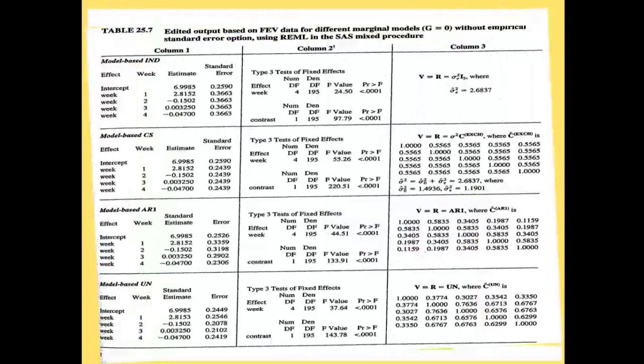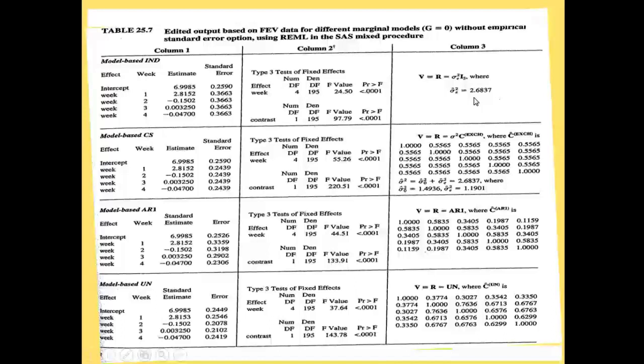I don't know how well you can see this. Look at column three. Column three has information about the correlation structure based on the model that you ran. So the first model was assuming independence. So you're assuming that the entire correlation structure is independent, and you're assuming there's a variance, and that's the estimate of the variance that comes out for assuming independence.